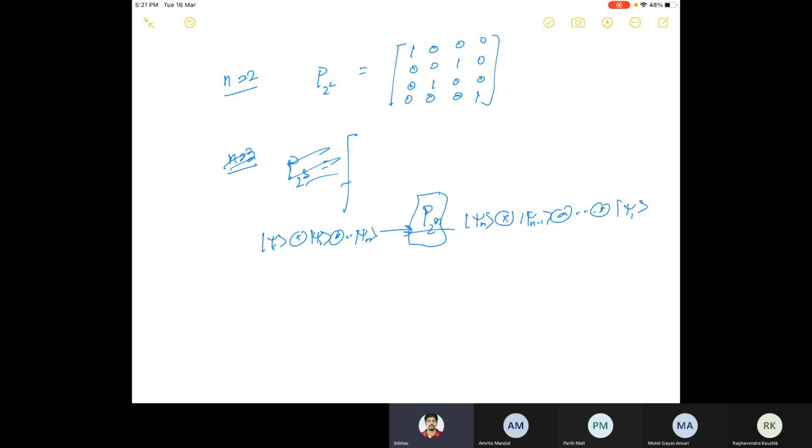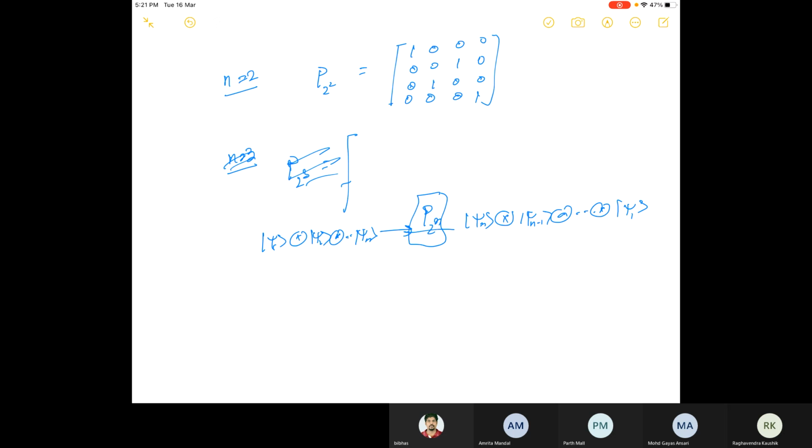First of all, all the entries should be 0 or 1. Because it is after all a permutation, and the definition of a permutation matrix is that the entries of this matrix should be 0 or 1, and there is exactly one non-zero entry in each row and each column, and that entry has to be 1. So that has to be the permutation matrix.